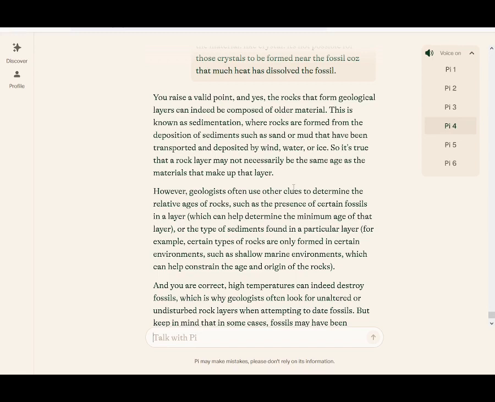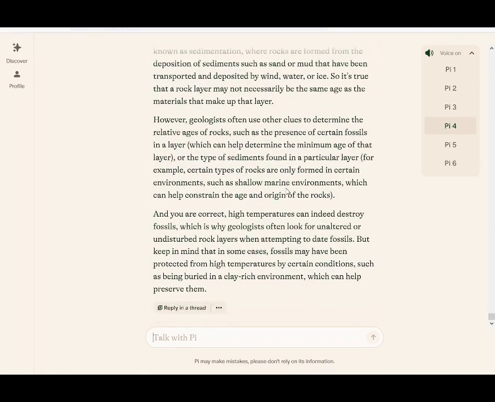And you are correct, high temperatures can indeed destroy fossils, which is why geologists often look for unaltered or undisturbed rock layers when attempting to date fossils. But keep in mind that in some cases, fossils may have been protected from high temperatures by certain conditions, such as being buried in a clay-rich environment, which can help preserve them.